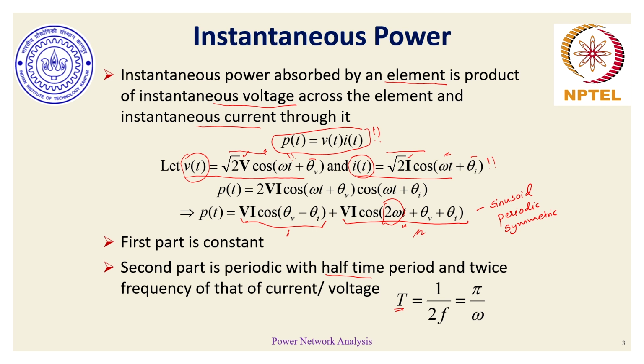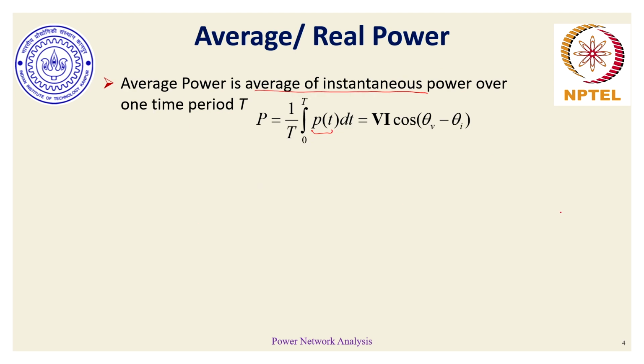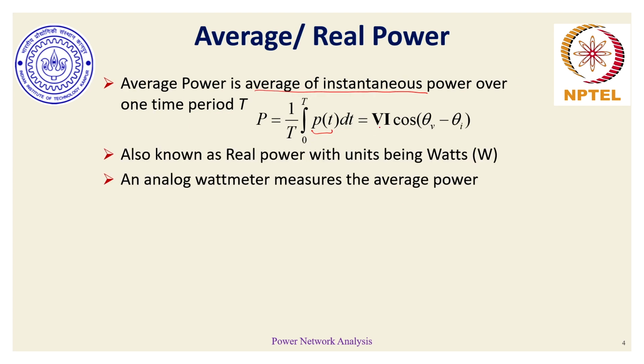As a result, the average of p(t) would be nothing but the first term itself, because it is a time independent term, and the second term would essentially have an average value of 0 because it is periodic and symmetric along the time axis. So the average power is nothing but the first constant term of instantaneous power. It is also called real power, whose unit is watts. And the importance of defining this average or real power is that our analog watt meters or multimeters essentially measure this average value by design.